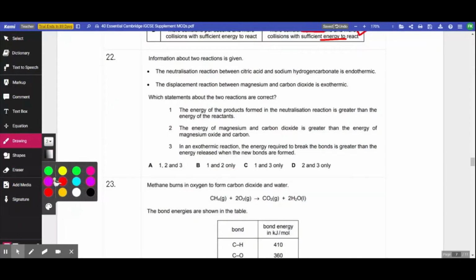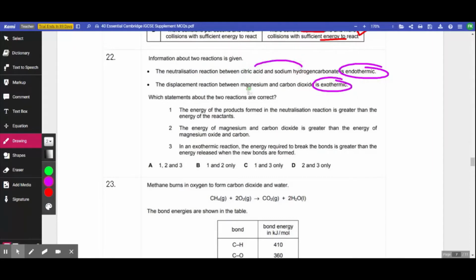So this question is about energy differences in chemical reactions. We've got an endothermic and an exothermic reaction. It doesn't really matter what is combining. The displacement reaction is given here, and remember that displacement reactions involve the swapping over of two elements that could be differing in reactivity. The more reactive element will displace a less reactive element from a compound of that less reactive element.